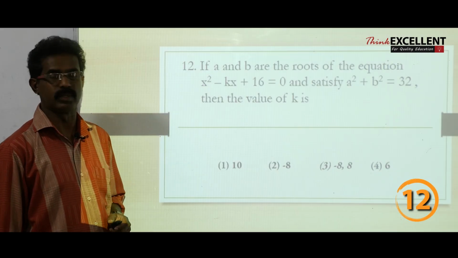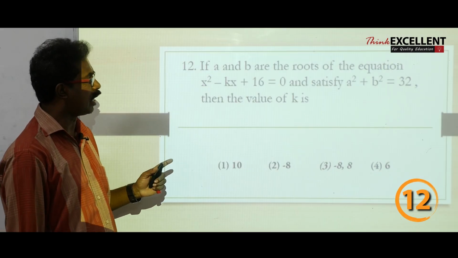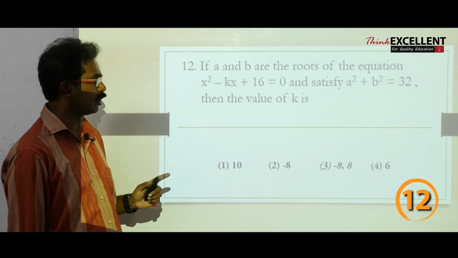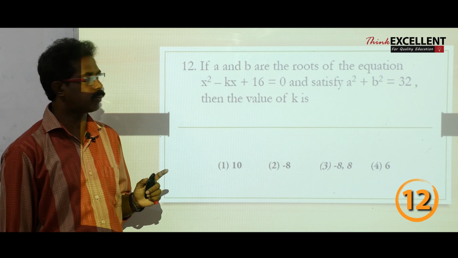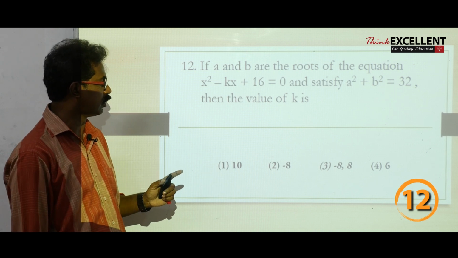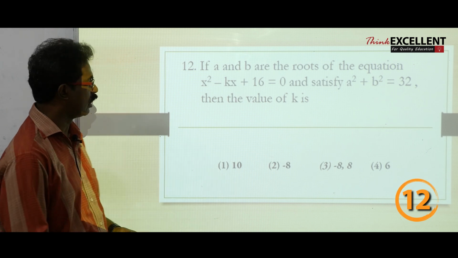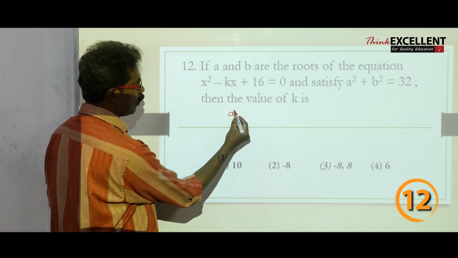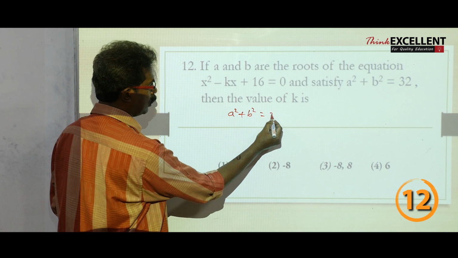We see the 12th question. a and b are roots of this equation, x square minus kx plus 16 equals 0. They satisfy a square plus b square equal to 32. Find the value of k. We have to find the k value. What is given here? a square plus b square equal to 32.